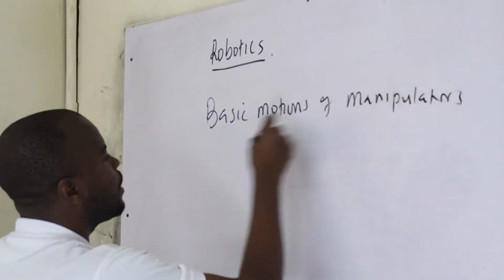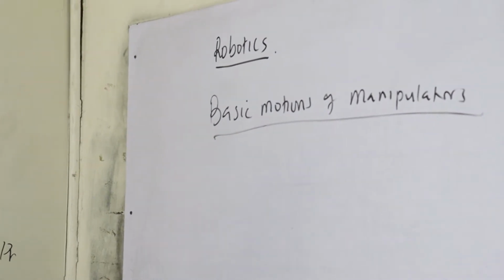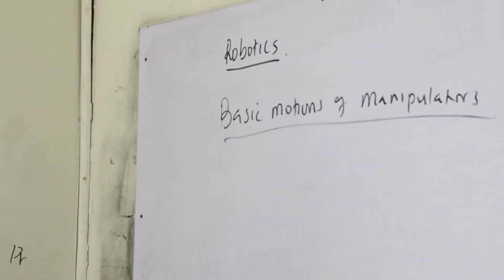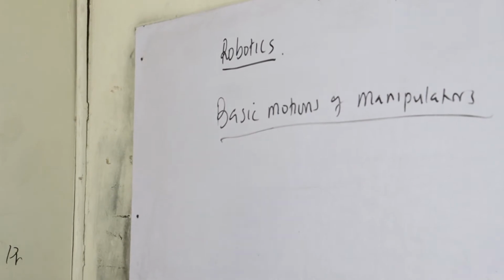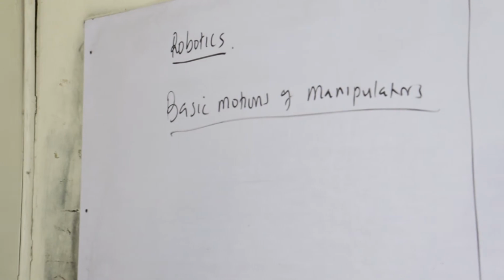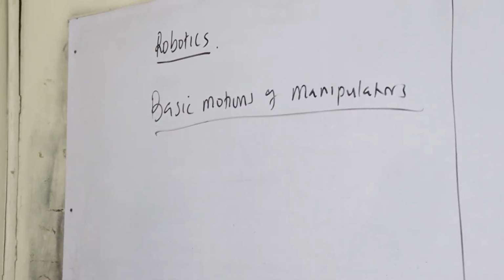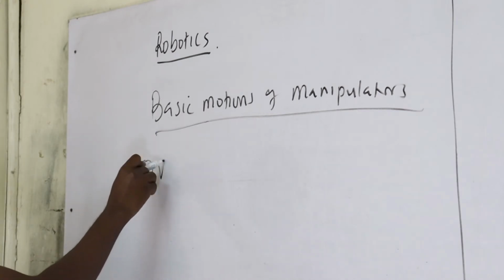We are going to look at them with reference to the 6 degrees of freedom. So the six basic motions, or the degrees of freedom, we can talk about them as follows. We are going to talk about the six of them. The first one, we are going to talk about the vertical motion.